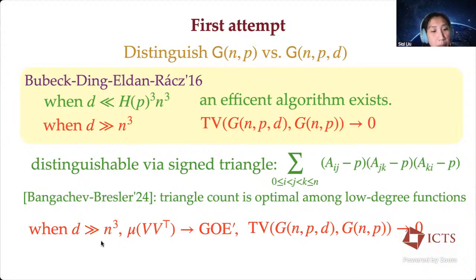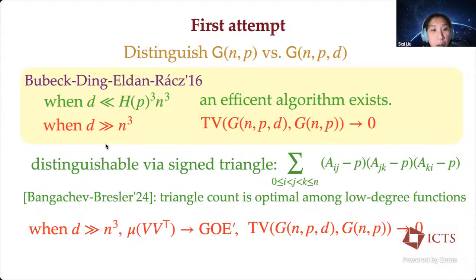So in particular, we can note that if P is a constant, so if the edge probability is constant and it's a very dense graph that we're considering, then essentially n cubed is the correct threshold for distinguishing. So if D is smaller than n cubed, we can distinguish, and if D is bigger than n cubed, we cannot distinguish. But for smaller P, there's still a gap between the efficient algorithm and the impossibility result.